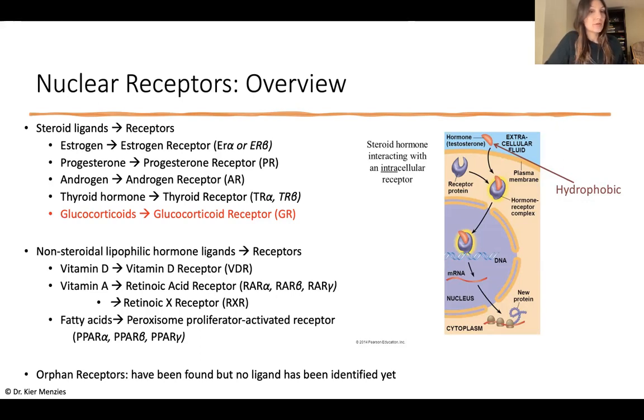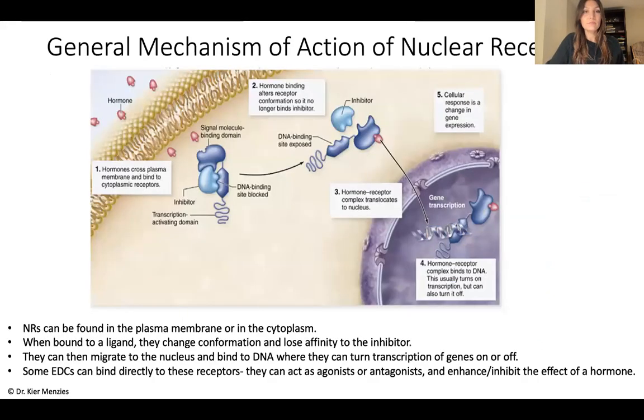And then non-steroidal lipophilic hormone ligands can bind to receptors as well. These could be things like vitamin D, vitamin A, and fatty acids. And there's also orphan receptors, which have been found, but no ligands have been identified yet.